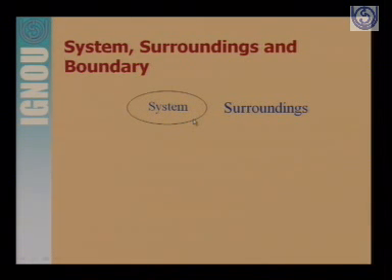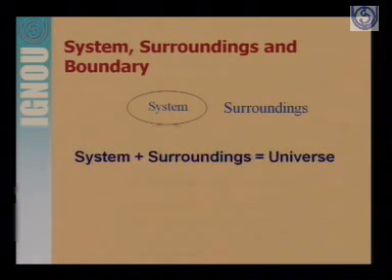And for this system there may be heat interaction, there may be work interaction between system and surroundings, but the mass within the system is constant. There will be no mass transfer from system to surroundings. And the system plus surrounding, we call it universe.